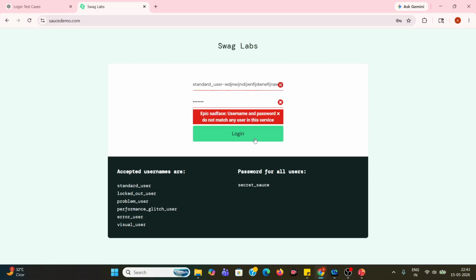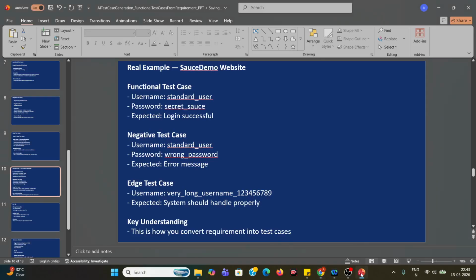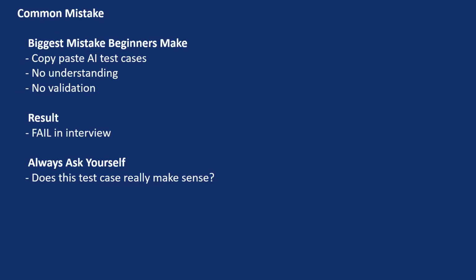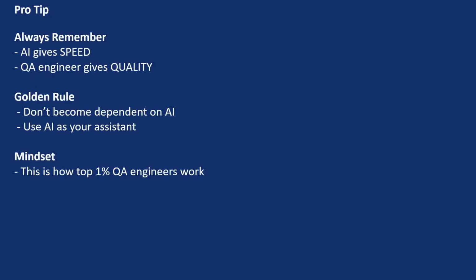So team, always remember this, AI basically gives speed. What I said, AI basically helps you in giving the speed, but QA engineer gives quality. So don't become dependent on AI. Use AI as your assistant. This is how top 1% QA engineers work.